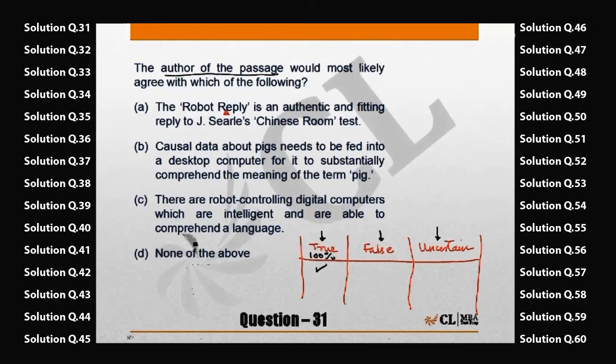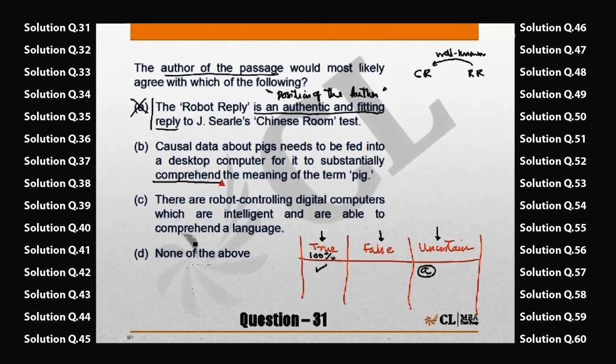A. Robert's reply is an authentic and fitting reply to JCL's Chinese room test. Now this talks about a position of the author. In terms of the author's stance, there is nothing in this passage which will let us say that it is definitely true. So option A is uncertain. Therefore A is not an answer choice. B. Causal data about the pigs needs to be fed into a desktop computer for it to substantially comprehend the meaning of the term pig. Whether or not it will comprehend the meaning of the term pig, it will be false.